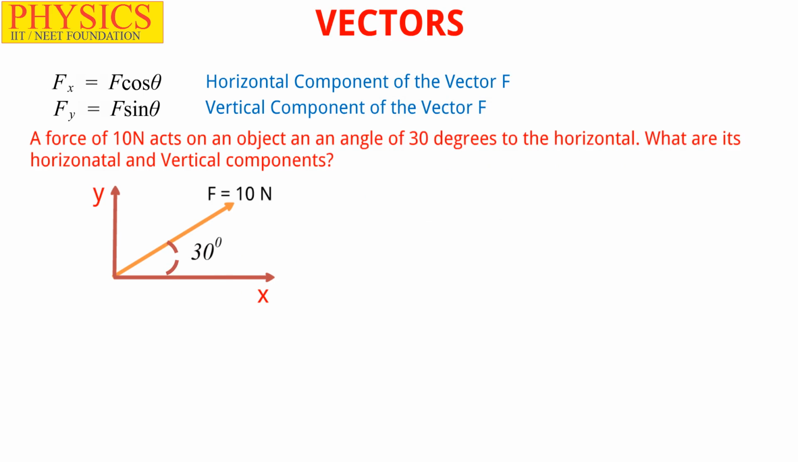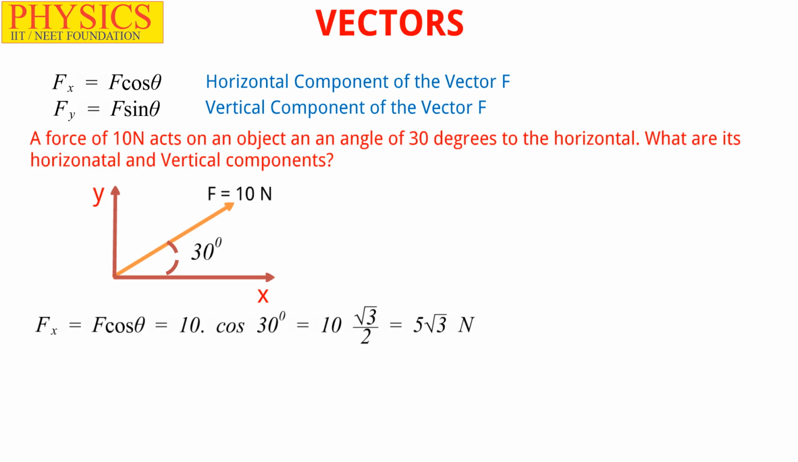Then what is the horizontal component of the vector? That is Fx equal to F cos theta. What is the magnitude of the vector? 10 into cos 30. What is the cos 30 value? Root 3 by 2. If you simplify that, you will get 5 root 3 Newton. This is the magnitude of the vector acting along the horizontal direction. Now see, the magnitude of the vector is 10 Newton, but only 5 root 3 Newton is acting along the horizontal. Not completely acting along the horizontal direction.